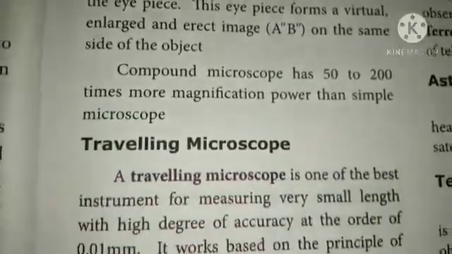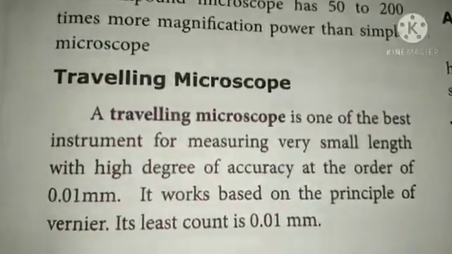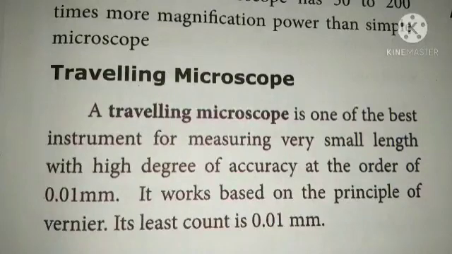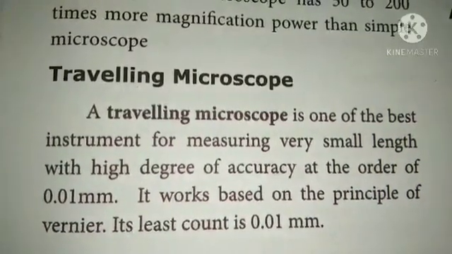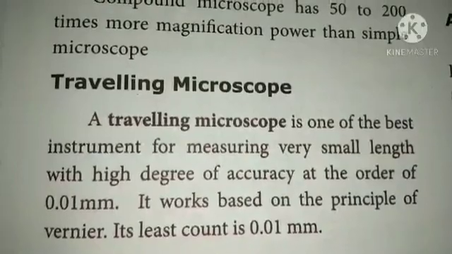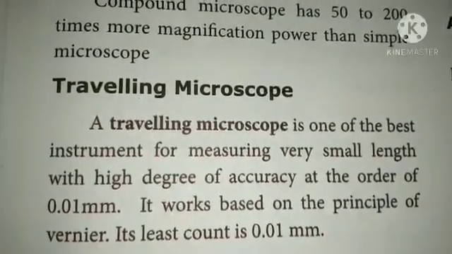Traveling microscope. It is one of the best instruments for measuring very small lengths with a high degree of accuracy, at the order of 0.01 millimeter. It works based on the principle of Vernier. Its least count is 0.01 millimeter.